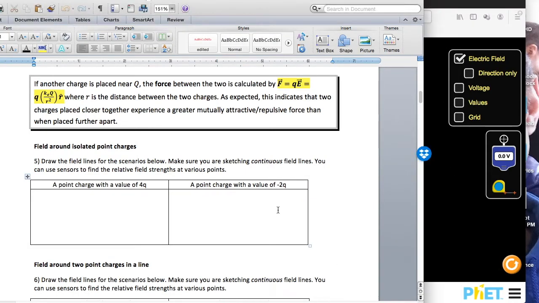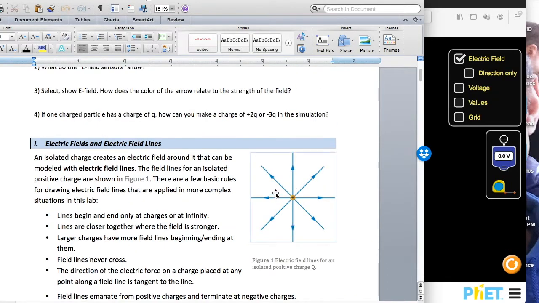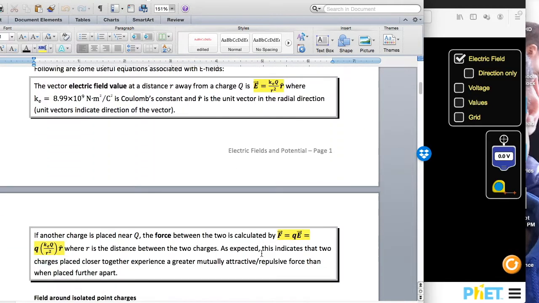Okay, onward. Draw the field lines for the scenario below. Make sure you're sketching continuous field lines. So we're not drawing those arrows as darker or lighter like in the simulation. We're going to draw them like this diagram here, continuous field lines.